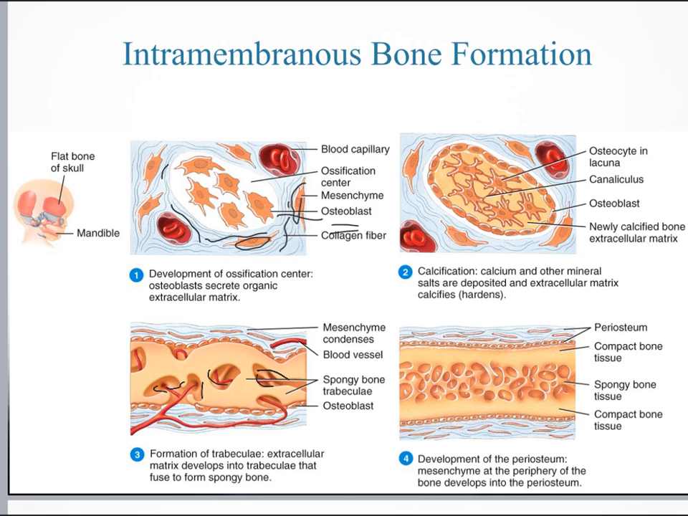Now, later in development, the woven bone is replaced by lamellar bone during the process of remodeling, which continues until the bone gets to its final adult shape and size. And we can see that here, that lamellar bone forming on the outside. So development of the periosteum: the mesenchyme at the periphery of the bone develops into the periosteum.